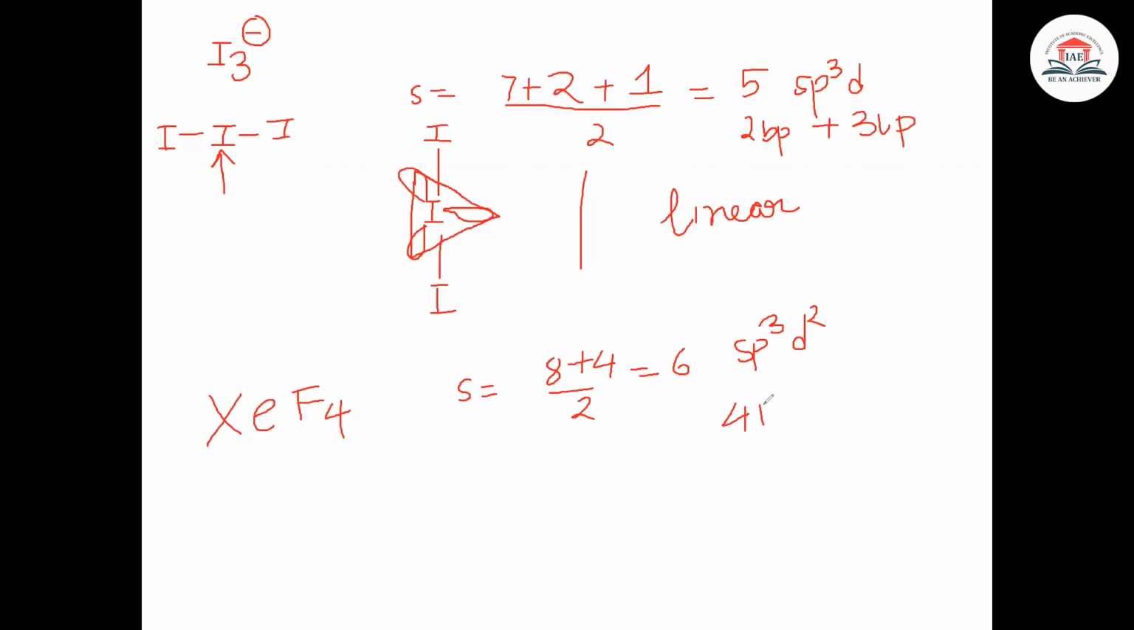4bp 2lp. And what is the ideal geometry for sp3d2? Right, octahedral. So let's draw the square first. Octahedral এর জন্য xenon in the middle and 4 fluorine atoms in the 4 corners, like this.